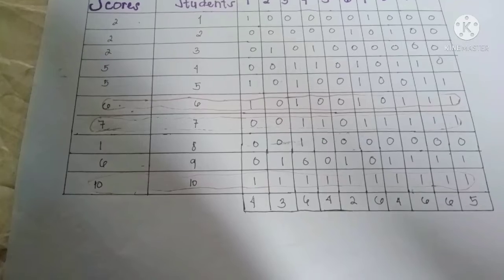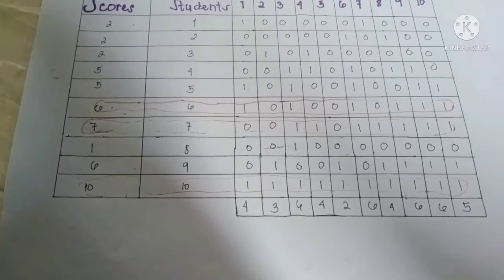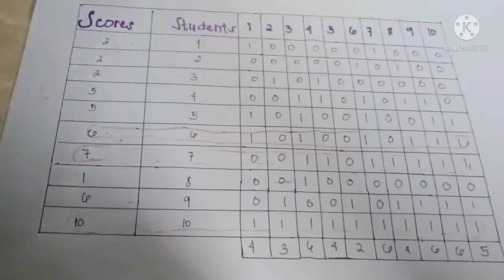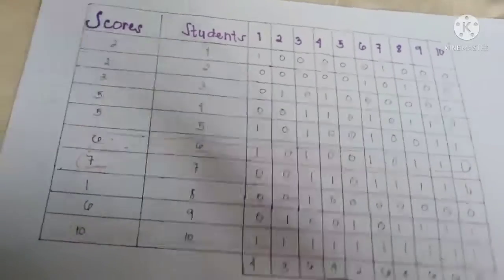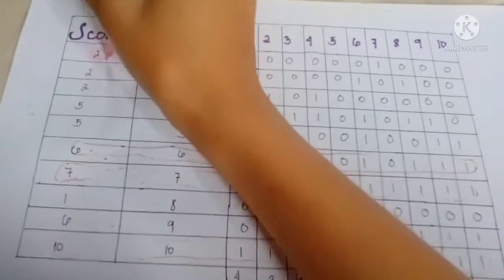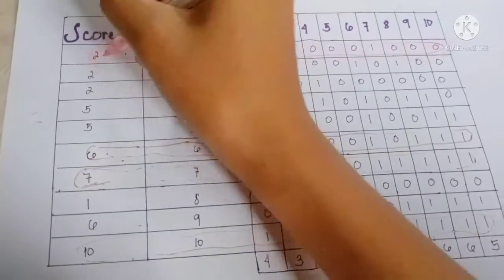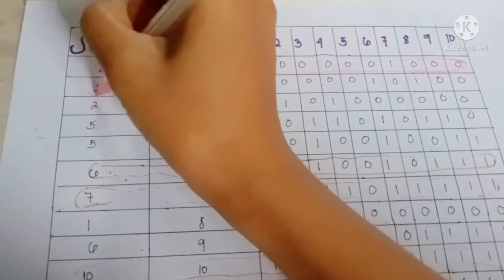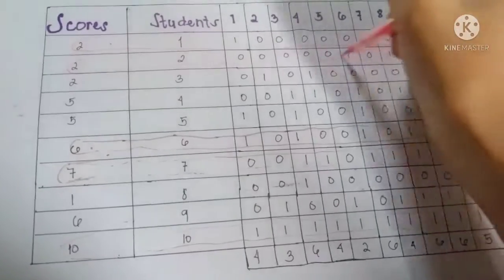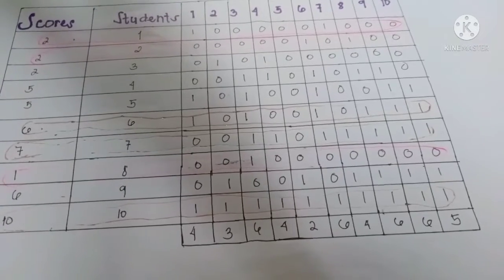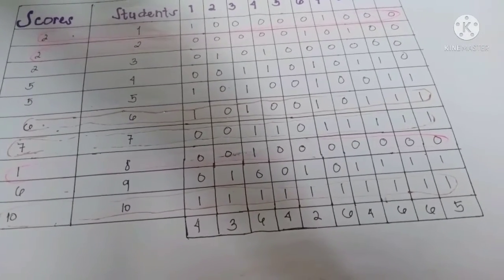And after identifying the highest scores, let's look at the lower scores. So we again identify the 3 students who got low scores. We have here a 2 also. And there is also the lowest, the score is only 1. So, 3 students who got low scores and 3 students who got higher scores.